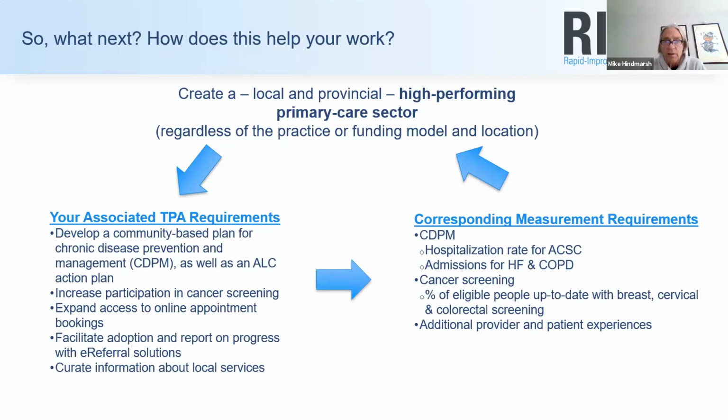You'll note that the work today that we'll talk about and in the future does help you fill your TPA requirements of developing a community-based plan for CDPM as well as ALC action plans, help you increase participation in your cancer screening, expand access to online appointment bookings, facilitate adoption and report on progress with e-referrals, and curate information for local services. Each of those has corresponding measurement that you'll see on the left side there: measurement around CDPM, that is hospitalization rates for ambulatory care sensitive conditions, admissions for heart failure and COPD, cancer screenings, and additional provider and patient experience.